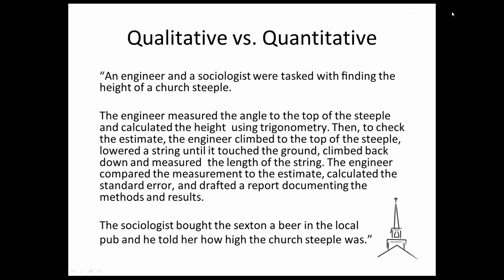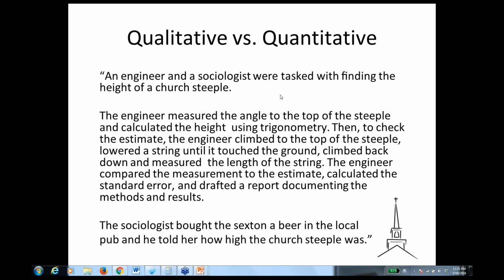So this is a nice little quote I like to use when I talk about the difference between quantitative and qualitative methodologies. An engineer and a sociologist were tasked with finding the height of a church steeple. The engineer measured the angle to the top of the steeple and calculated the height using trigonometry. Then, to check the estimate, the engineer climbed up to the top of the steeple and lowered a string until it touched the ground, climbed back down and measured the length of the string. The engineer compared the measurement to the estimate, calculated the standard error, and drafted a report documenting the methods and results. The sociologist bought the sexton a beer in the local pub, and he told her how high the church steeple was.